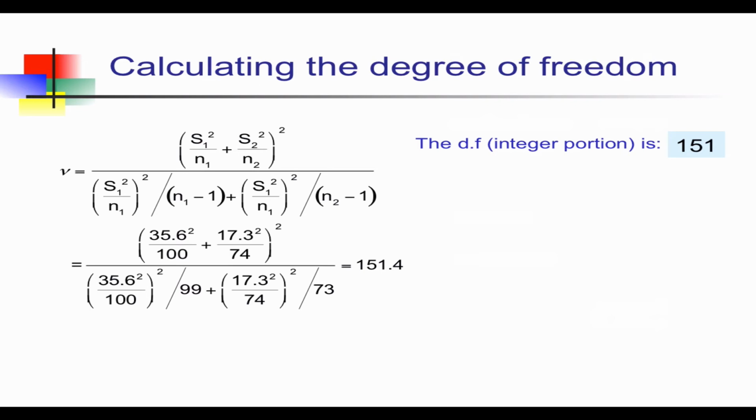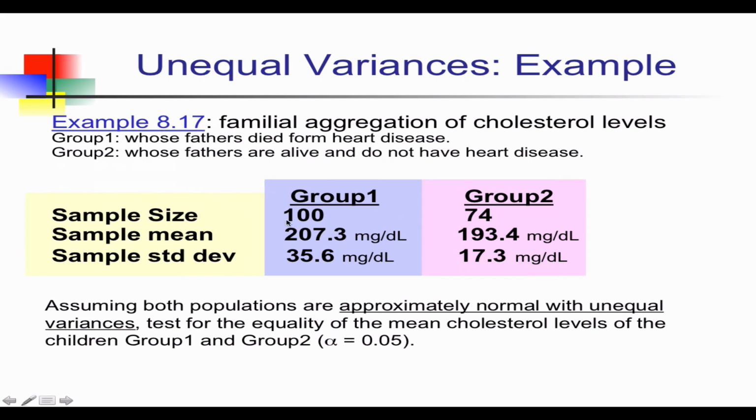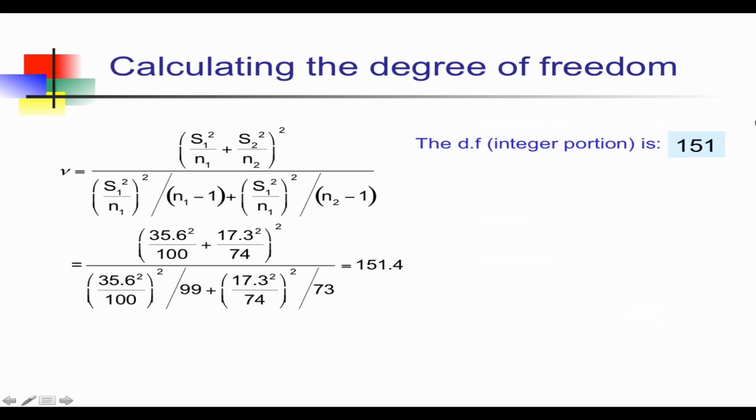So what does that mean? It means that for this t-test, without assuming equal variance, the t-distribution has 151 degrees of freedom. Remember what you said here: N1 is 100, N2 is 74. So if you're willing to make the assumption, the degrees of freedom is 174 minus 2, so it's 172. Here, because you're not willing to make the assumption, you lose about 20 degrees of freedom.